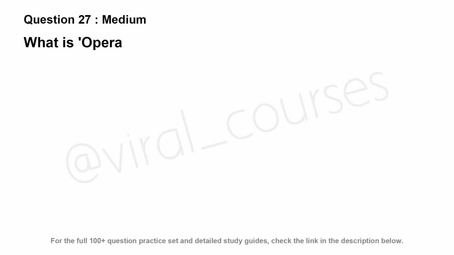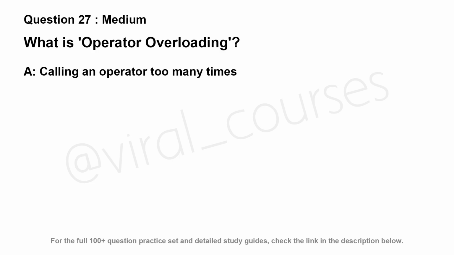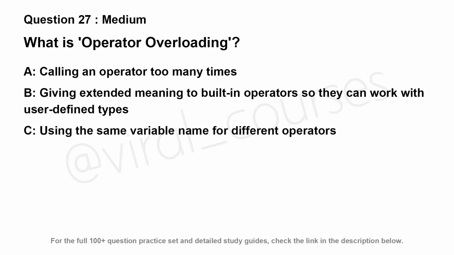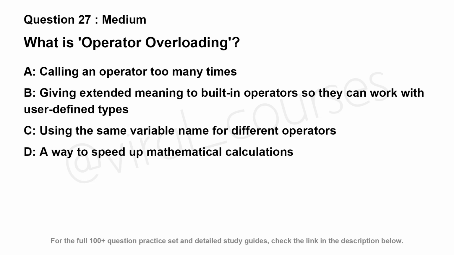What is operator overloading? Option A, calling an operator too many times. Option B, giving extended meaning to built-in operators so they can work with user-defined types. Option C, using the same variable name for different operators. Option D, a way to speed up mathematical calculations.